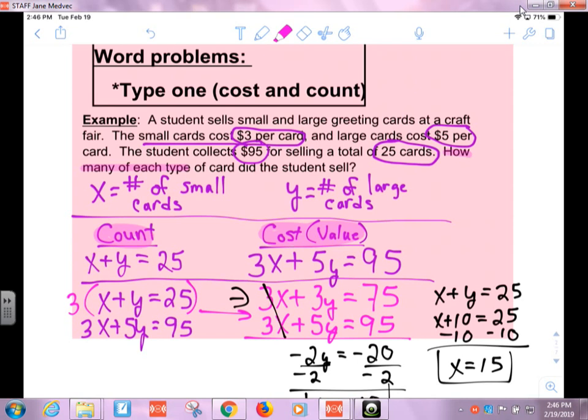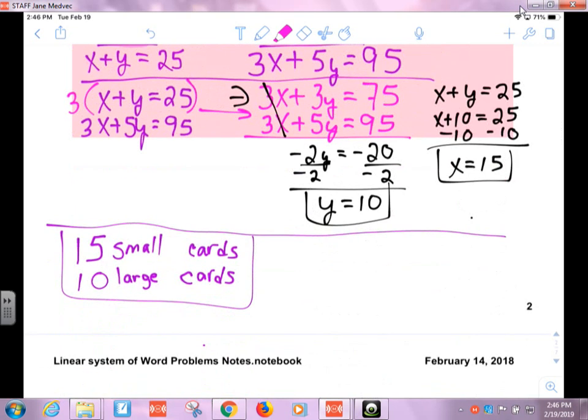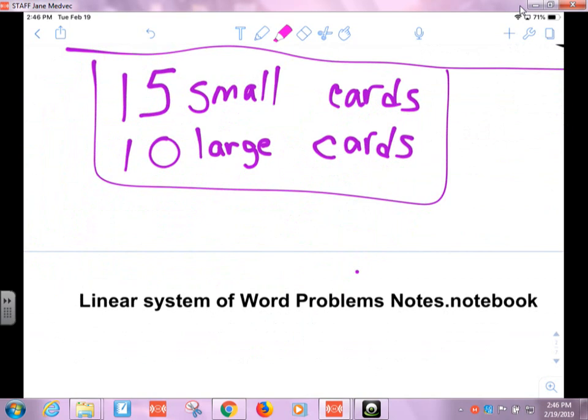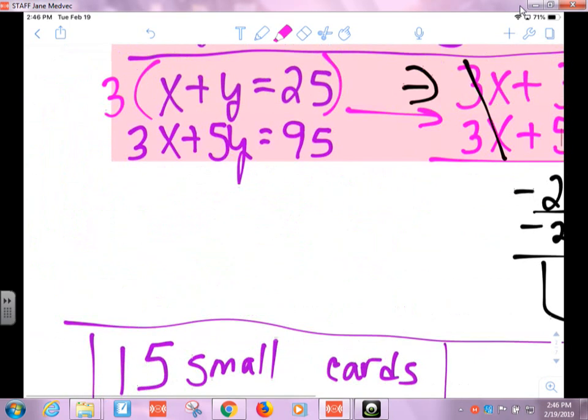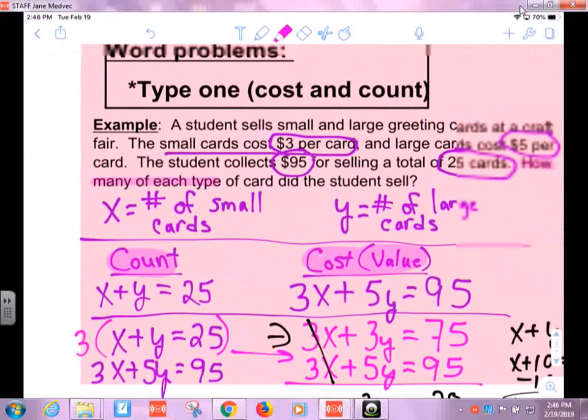But again, it didn't matter which one we came up with. Then we went ahead and solved the equation. We ended up with our answer, which in this instance was y equals 10, x equals 15. And then we had a label, which is 15 small cards, 10 large cards. And then we made sure that we answered the question: how many of each type of card did the student sell?